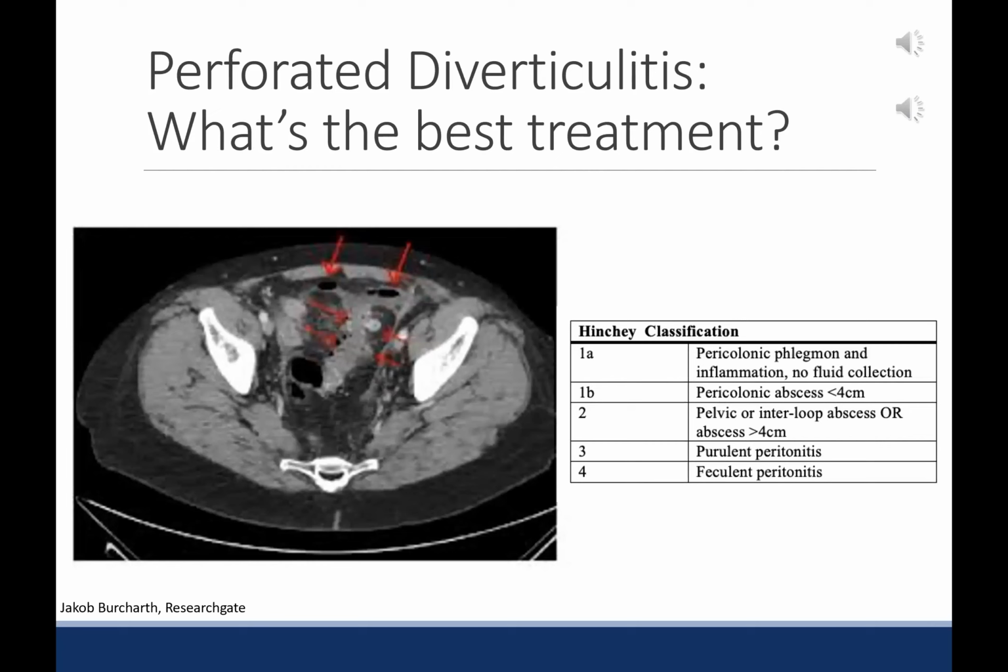Let's begin. What is the best treatment? Well, it depends on what year it is and who you ask. If it's 1907 and you ask Dr. Mayo, then the answer is a 3-stage operation.